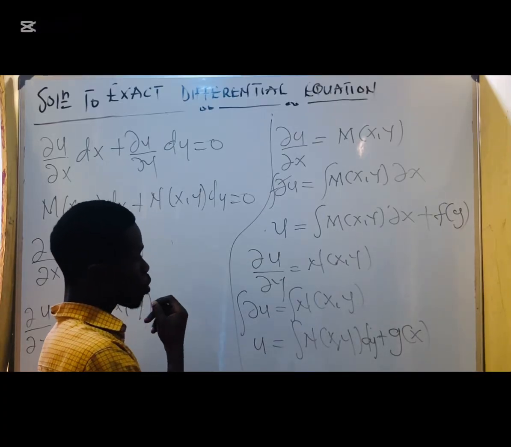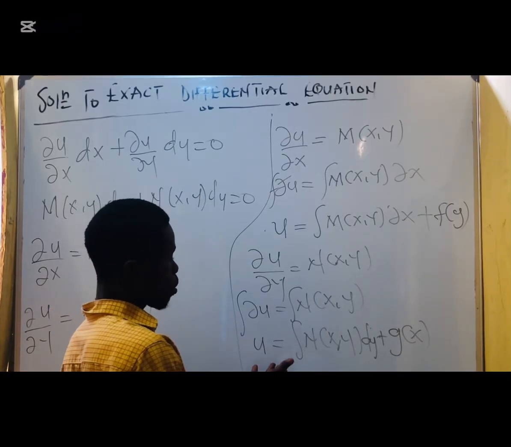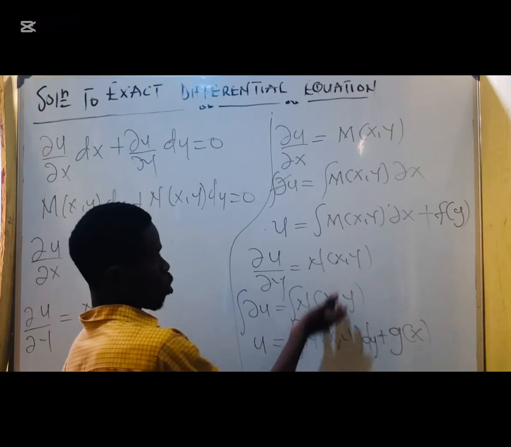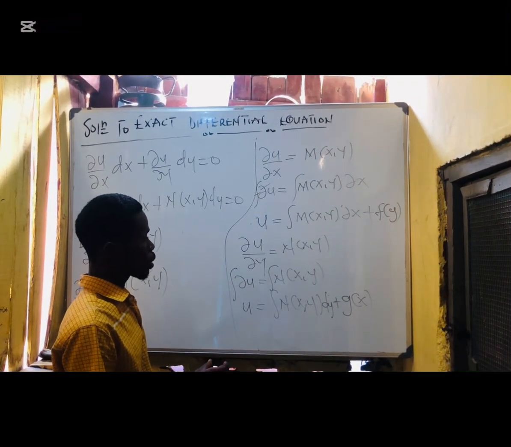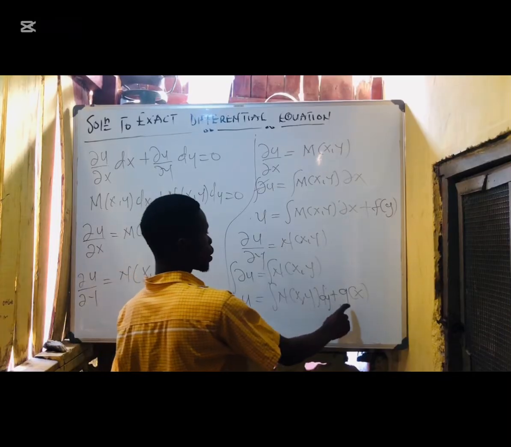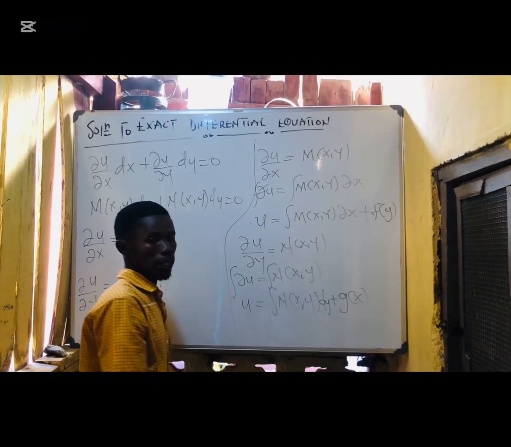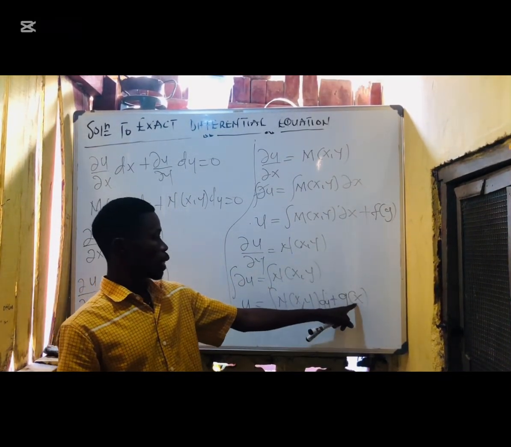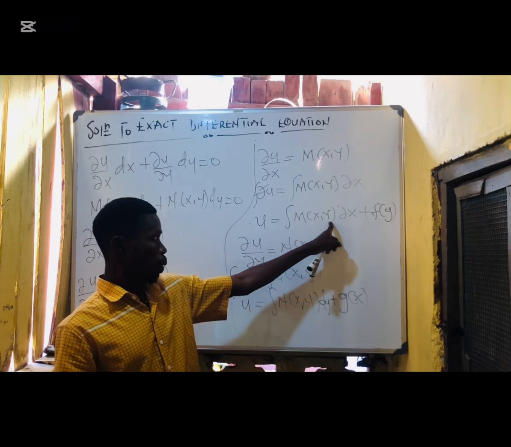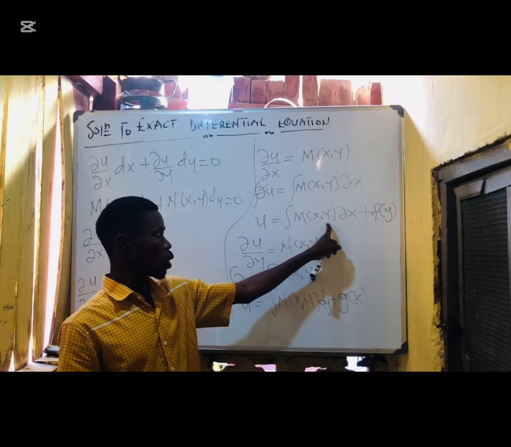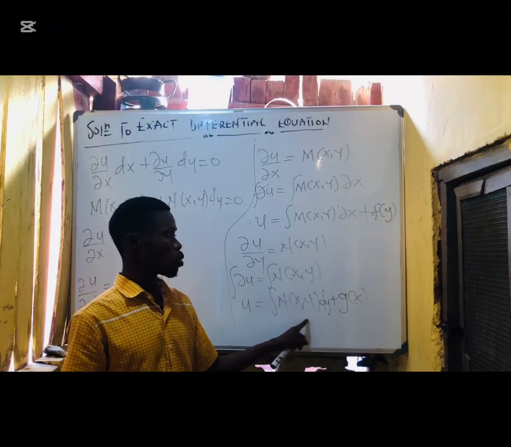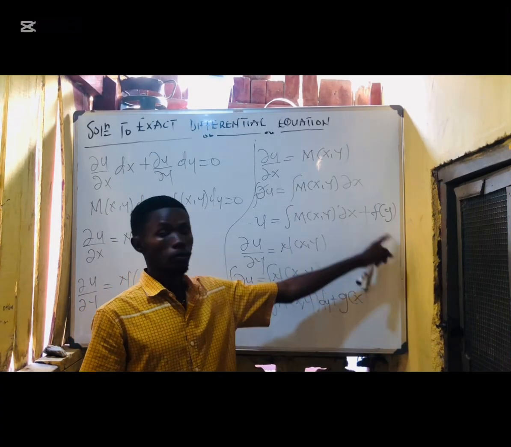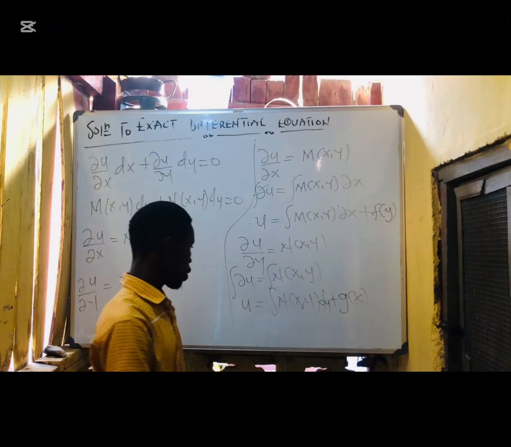So your solution can be this or that. But sometimes they differ a little bit. So after you finish solving it, you compare them. You look for a term that contains only x, then you put the j of x to it. Then you come here and look for a term that contains only y, then you put f of y to it.